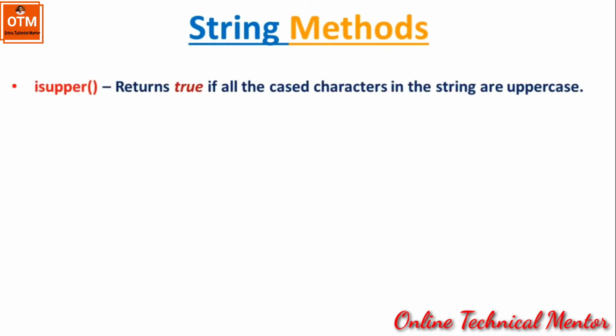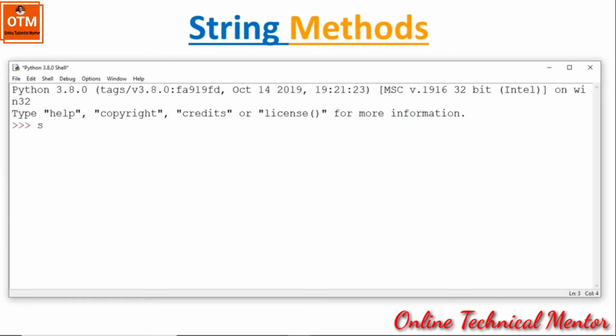Next, the isupper function. It returns true if all the cased characters in the string are uppercase. Let me initialize a string, say s equal to computer, where each and every alphabet of the string is in uppercase. Now we will check whether the string contains uppercase or lowercase letters. If I write s dot isupper, it will return true because each and every character of the string is in uppercase. Now if I write s equal to the same string but all in lowercase letters, look what happened. If I write s dot isupper, it will now return false.